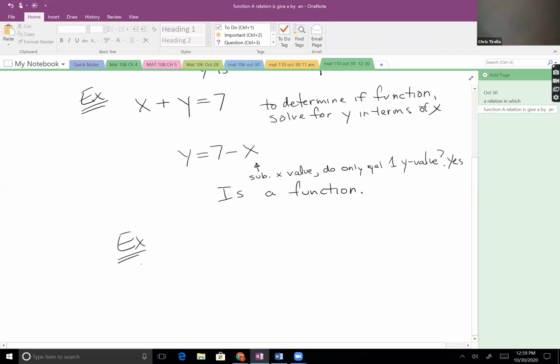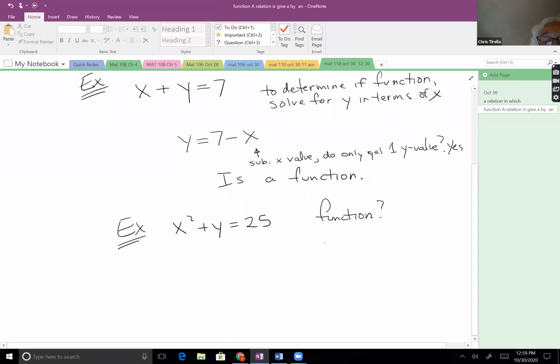Another example. Let's say I have x squared plus y equals 25, and I want to know if it's a function. And so to decide if it's a function or not, I'm going to solve for y. And that would give me, subtracting x squared from both sides, y equals 25 minus x squared. And again, no matter what number I put in for x, wouldn't I only get one answer, y? And so this is a function.